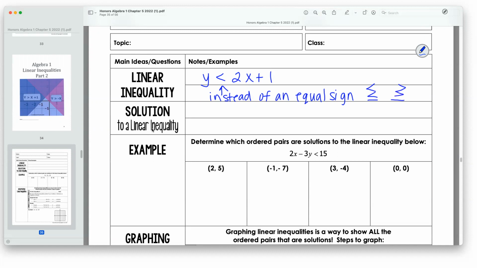The goal is to find the solutions of linear inequalities, and the solution to a linear inequality is an ordered pair that makes the inequality true.